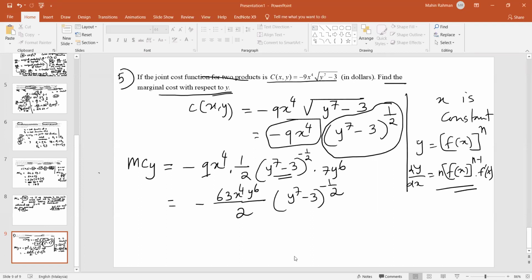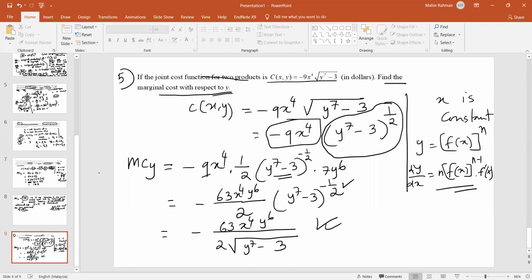Yes, ma'am. Or you can make it simple like this: 63x^4 y^6 divided by 2 root of (y^7 minus 3), because this has power minus half, so we can write 1 by root of (y^7 minus 3). So that is the answer.